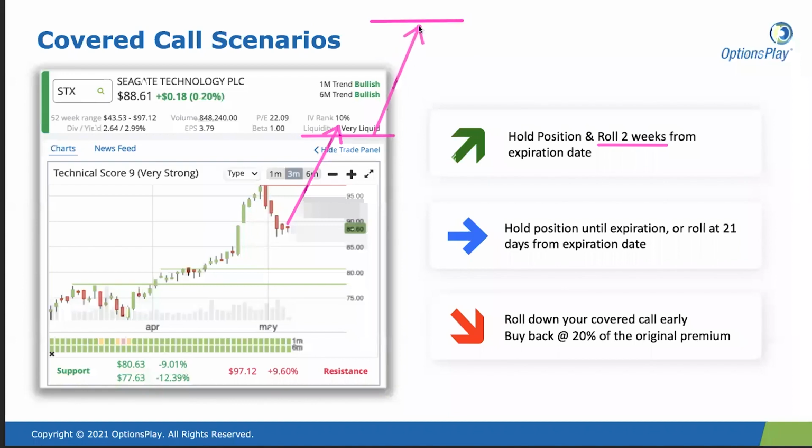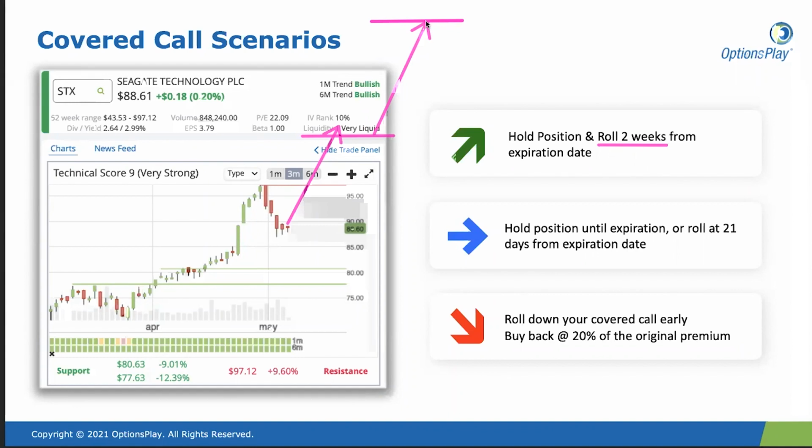So this is what we call a roll, where you buy back the call that you sold and you sell a new call at the same time. Some people get confused by rolls. Don't be. It's really simple. You're just trying to trade two transactions in a single trade. That's all a roll is.